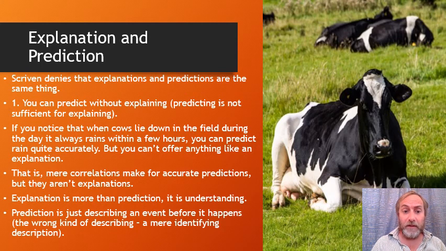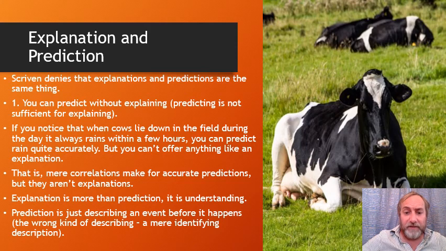So first of all, you can predict without explaining. In other words, predicting is not sufficient for explanation. It can't be the same thing. So here's his example. You may notice that with regularity, when cows lie down in the field during the day, it rains within a few hours. So suppose you observe something like that. That would certainly allow you to predict rain with very good accuracy, but I don't imagine you'd be able to offer anything like an explanation of why it's raining. It's just a correlation. Correlations do allow for predictions, but they're not the same thing as explanations.